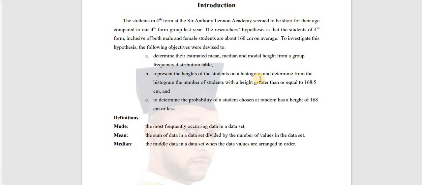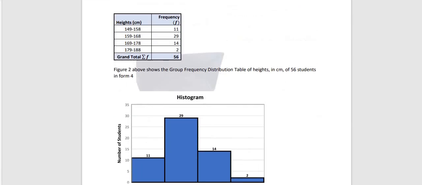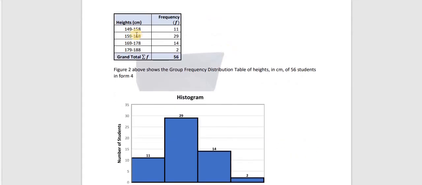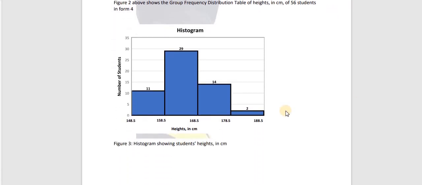Also, we want to create a histogram and determine something from that histogram, and also the probability of choosing a student at random. So we're going to set out to look at that in the analysis, right? So we had a presentation of data where we have the histogram, we have this group frequency distribution table that was created here, right, with equal width. And then we have the frequency for each interval, and then we have the histogram, right? We use the upper boundaries basically against the number of students. All right, and of course we start with the lower boundary, but continue with the upper boundaries.